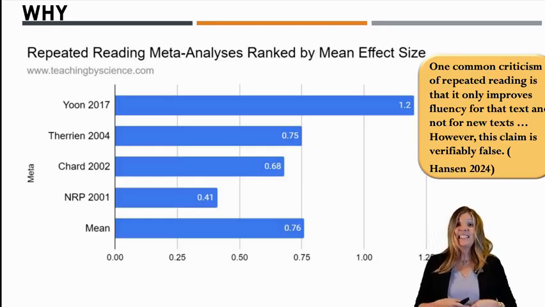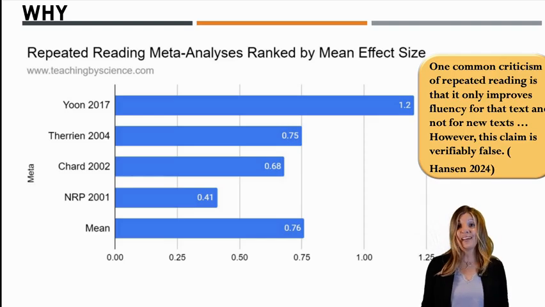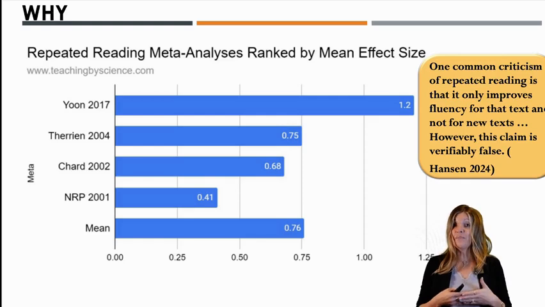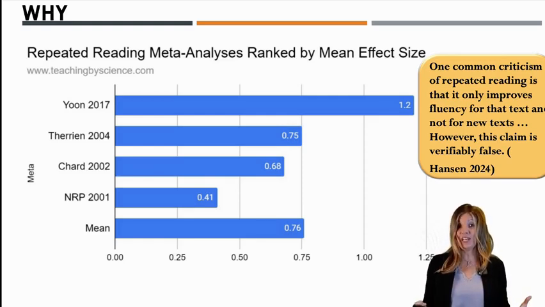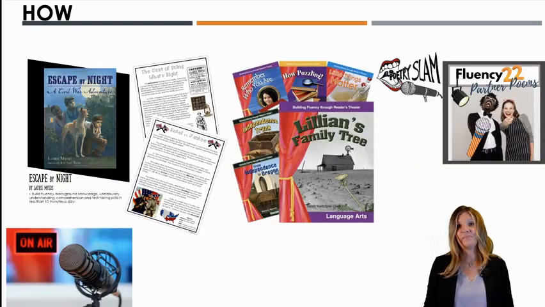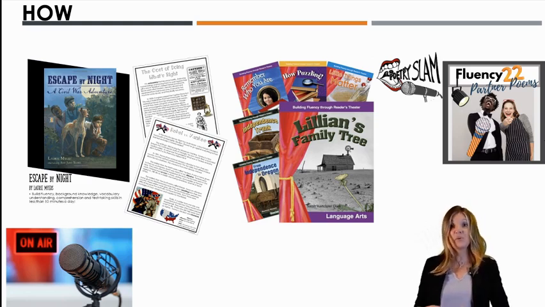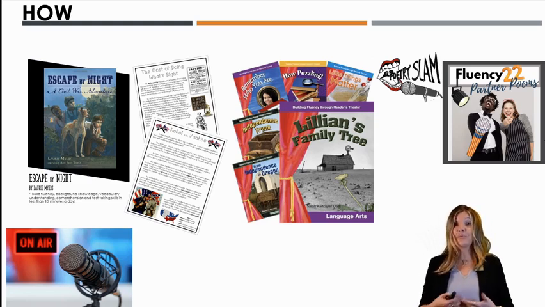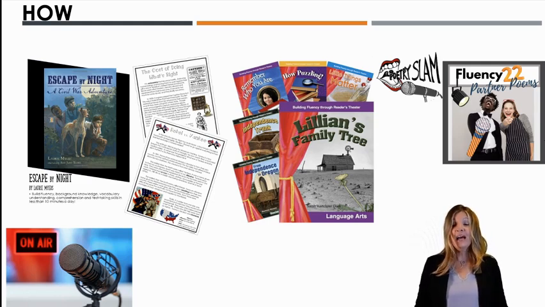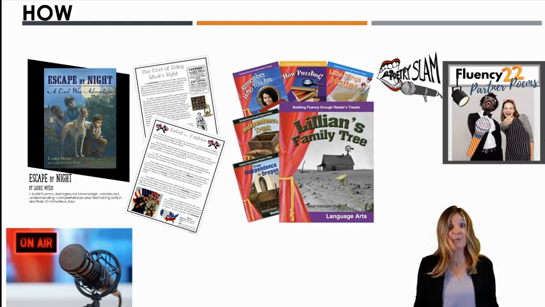Repeated reading has been tested over and over again, and the meta-analysis ranks repeated reading as one of the most influential things that we can do to help a student become a more fluent reader. How do we get older students, when we most likely would not repeat the chapter in a textbook? We most likely would not reread a page in a novel. How do we find time to build in this fluency or this repeated practice?